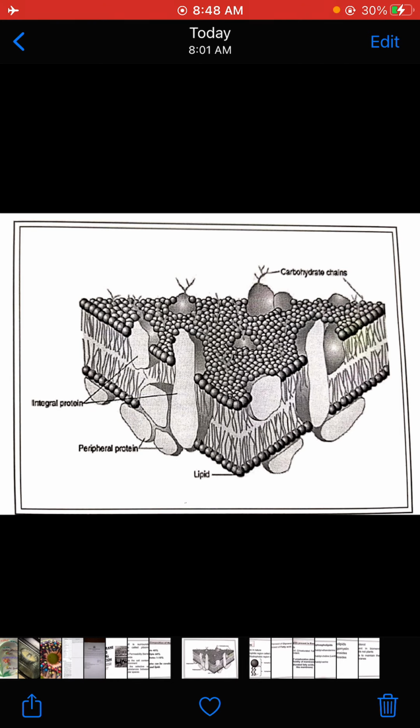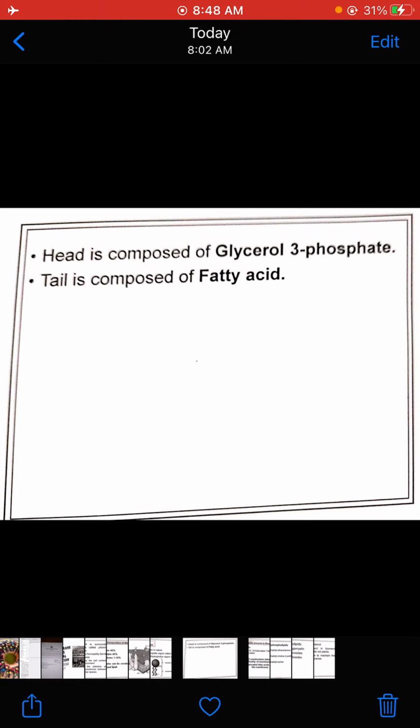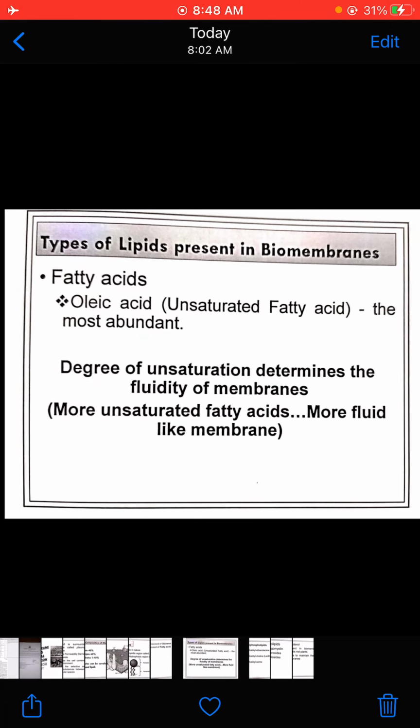We are going to talk about the different types of biomolecules individually. Here you can see lipids are amphipathic in nature. They have a polar hydrophilic region called the head and a non-polar hydrophobic region called the tail. The polar head could also be called the ionic head. So the overall composition is amphipathic in nature. The head is composed of glycerol 3-phosphate and the tail is composed of fatty acids.